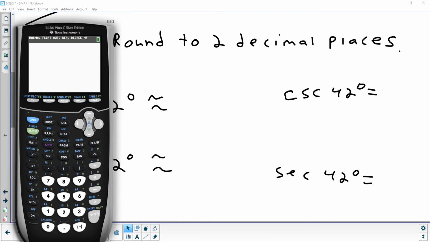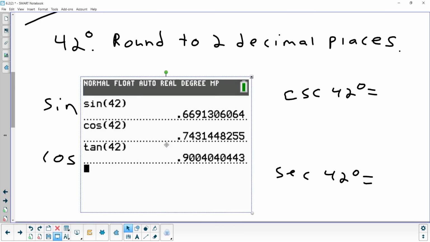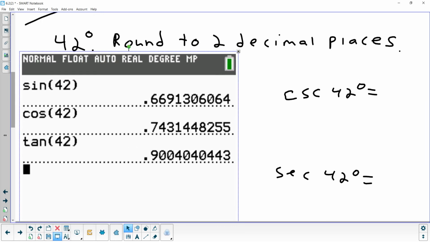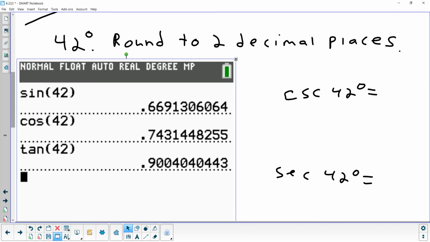And let's type them all in. So sine 42. It's a good habit to close the parenthesis, even though it technically doesn't matter in this problem. So sine 42, cosine 42, tangent 42. That's how you do the 3 on the left. Just like that. Now, the 3 on the right. Do and check to make sure you're getting these answers. If you didn't, then something's wrong.